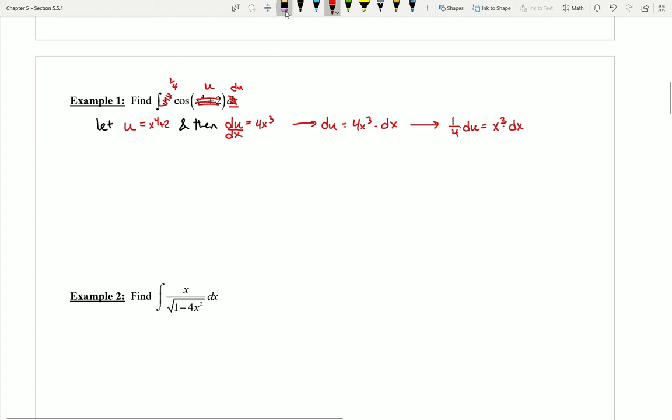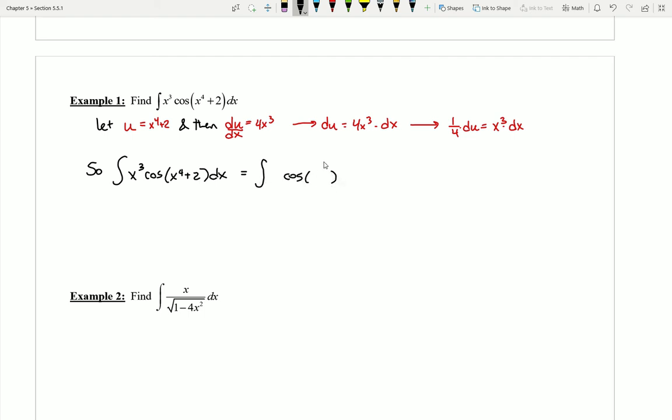So to think about how all of these manipulations are going to come together, let's take a look at writing this out one line at a time. So this would say that my integral of x to the third times the cosine of x to the fourth plus 2 could be now kind of transformed in the following way. I'm still going to have my cosine, but the input of my cosine has been changed to a u. That's what I have here.